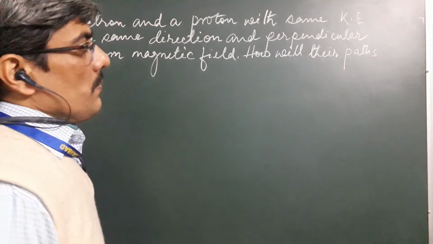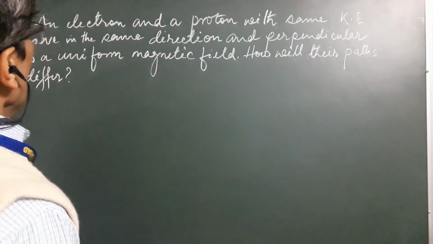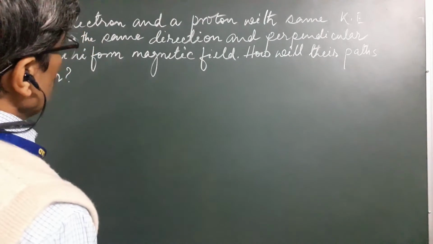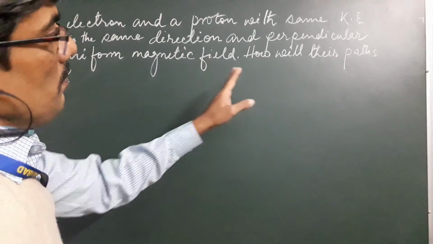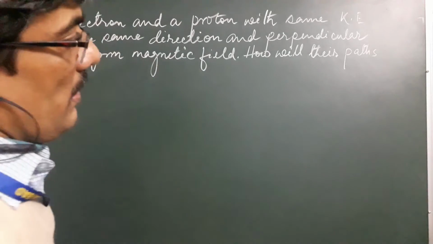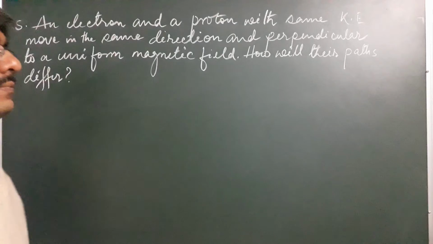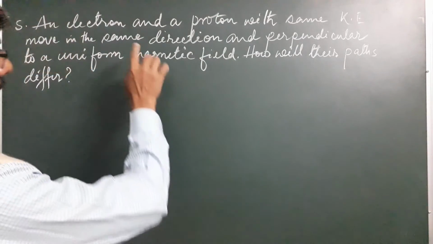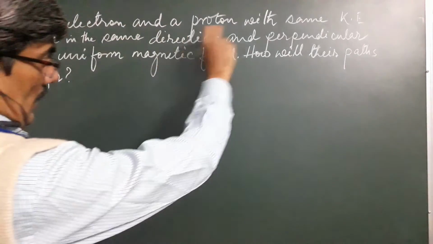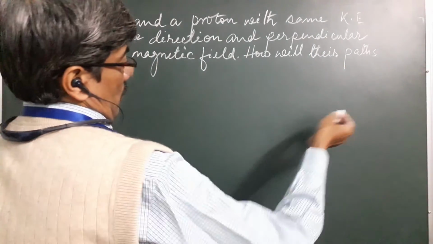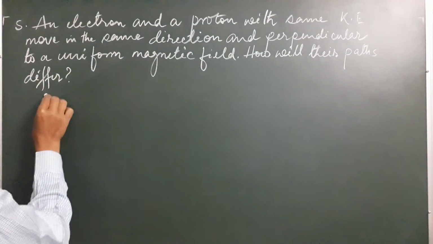Okay, let's have another question. An electron and a proton with the same kinetic energy move in the same direction and perpendicular to a uniform magnetic field. How will their paths differ? So you have got an electron and a proton. The kinetic energy is the same. Now, see how you solve this.